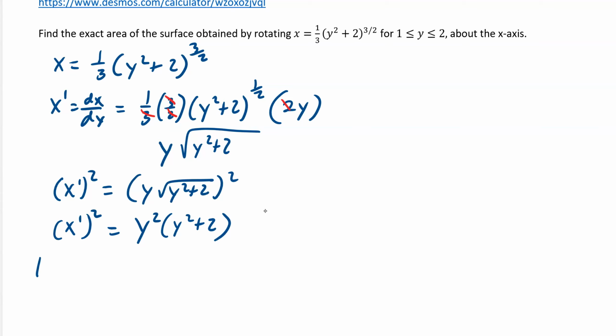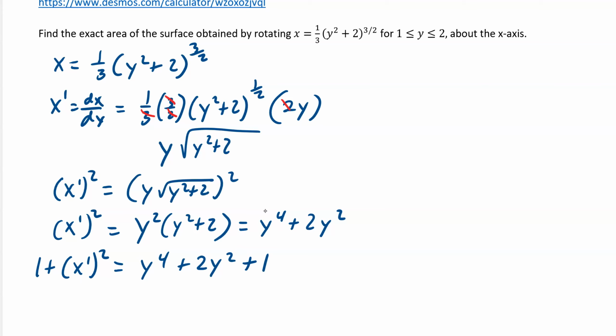Next we add 1. So since we're adding a 1, we should really multiply this out. So this is y to the 4th plus 2y squared. So that when we add the 1, we can now get our perfect square.